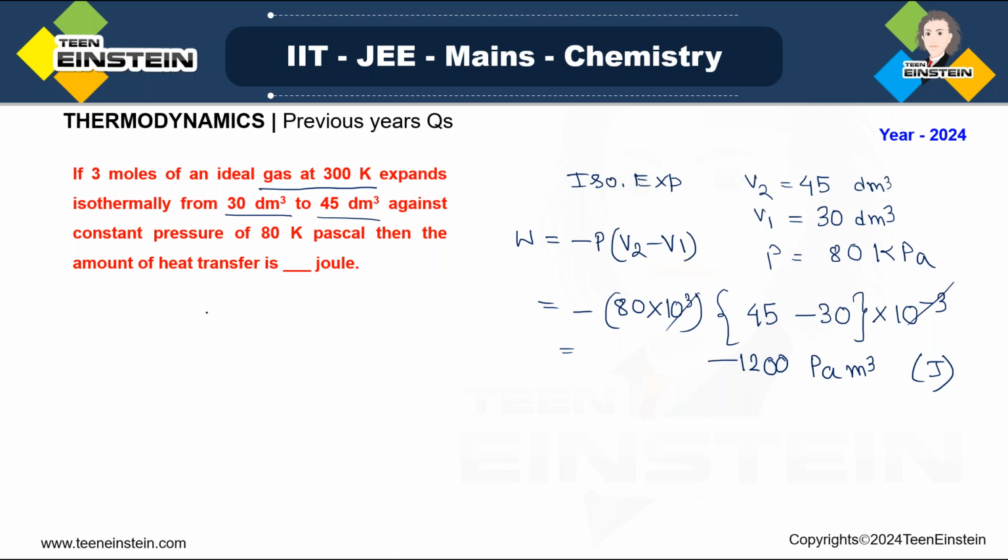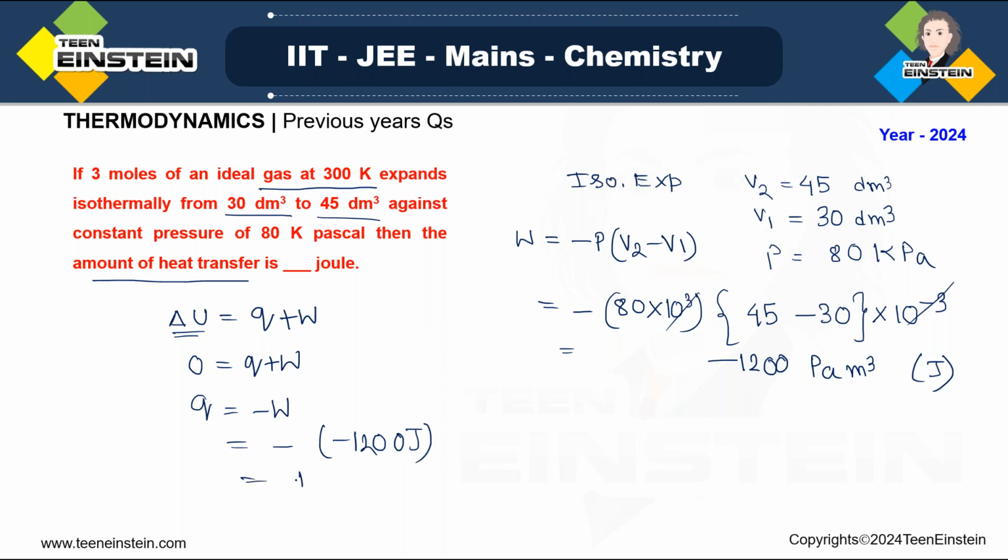Now actually it is asking for the amount of heat transfer, so we have to find the Q value. Now how is Q related to W? For that we will use this equation, but as it is isothermal, this part will be 0. So ultimately Q is equal to minus W. So finally what you are getting is plus 1200 joule. So 1200 should be the correct answer, right? Next question.